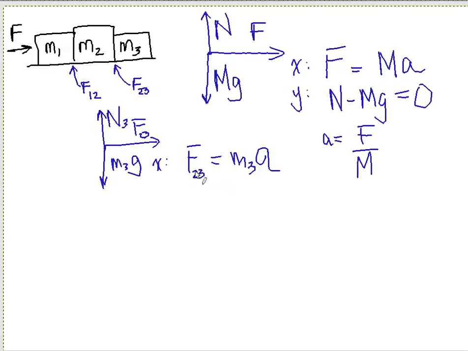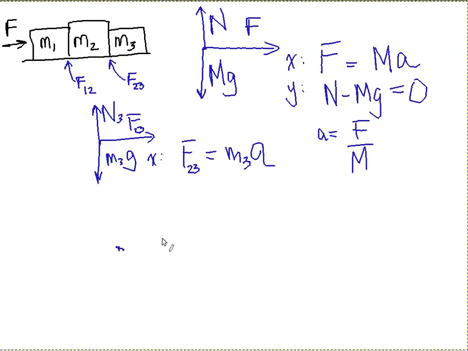Now, since we know the acceleration, we just calculated it, and we know the mass, we can calculate this really easily. Then to find the other one, this force in between the first two boxes, now let's do the free body diagram on the middle box. Let's start over. Let's put it here.